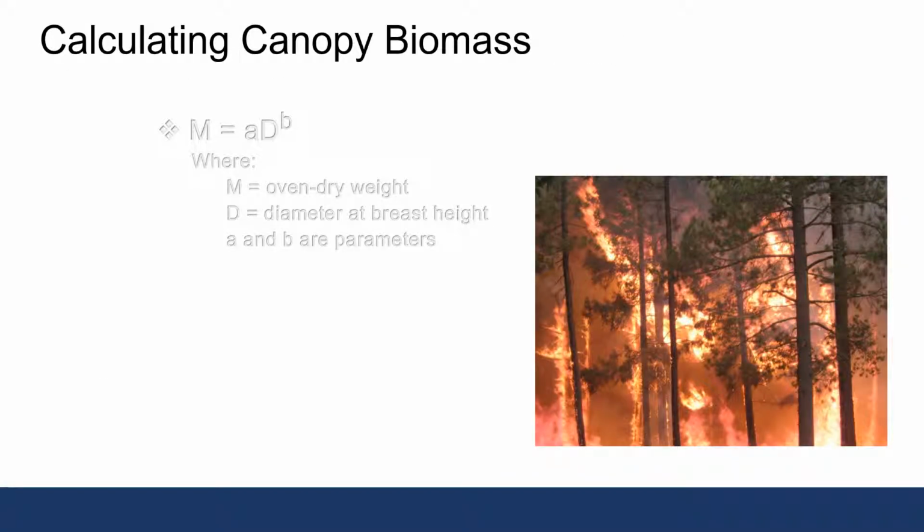The most popular method for estimating crown biomass is the use of allometric equations. Many studies have been conducted to predict crown biomass using allometric equations. Michaelian and Korzik in 1997 summarized equations for 65 tree species. In their review, they used the equation M equals A D^B, where M is the oven-dry weight of the biomass, D is the diameter at breast height, and A and B are parameters.